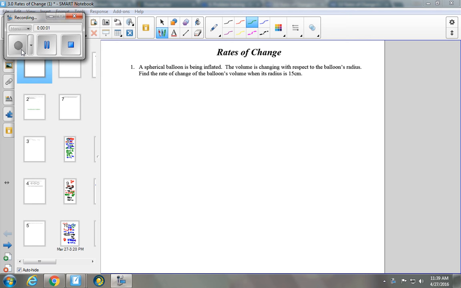Rates of change. This does not look like fun. Yeah, rates of change. It is fun. Hey, Rachel. Hi, Rachel. Okay, so we're going to do rates of change. The cake is delicious. Yeah, good cake.